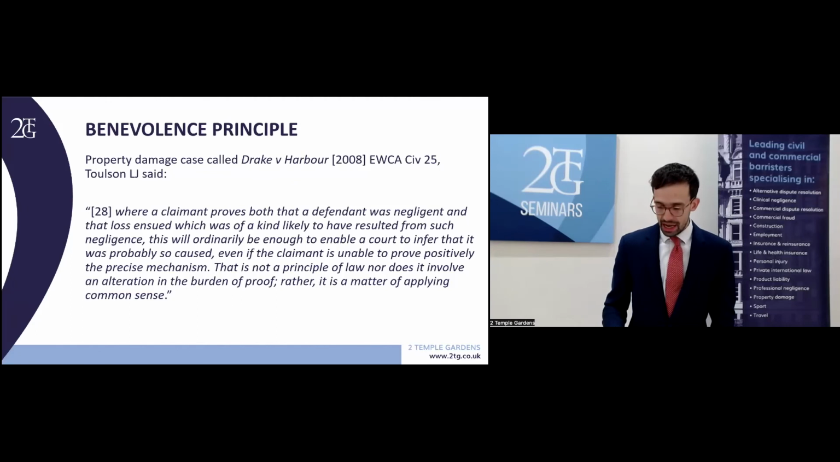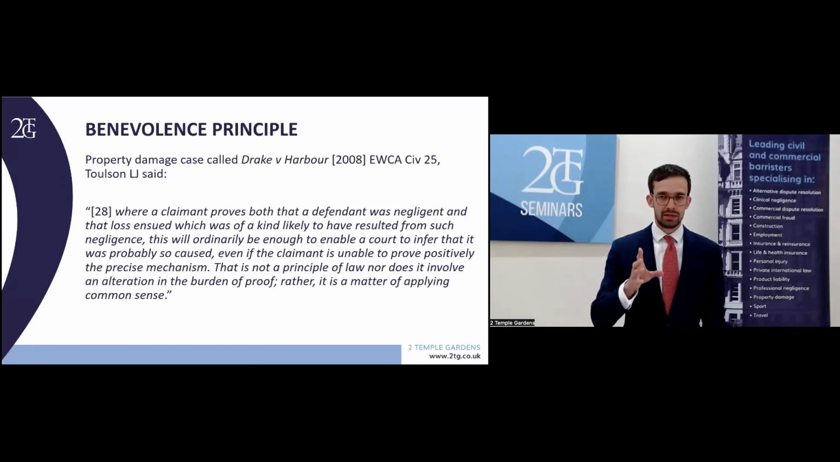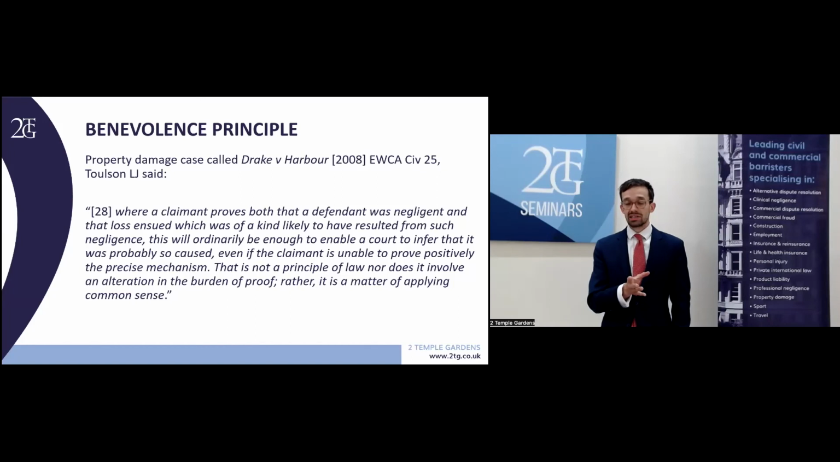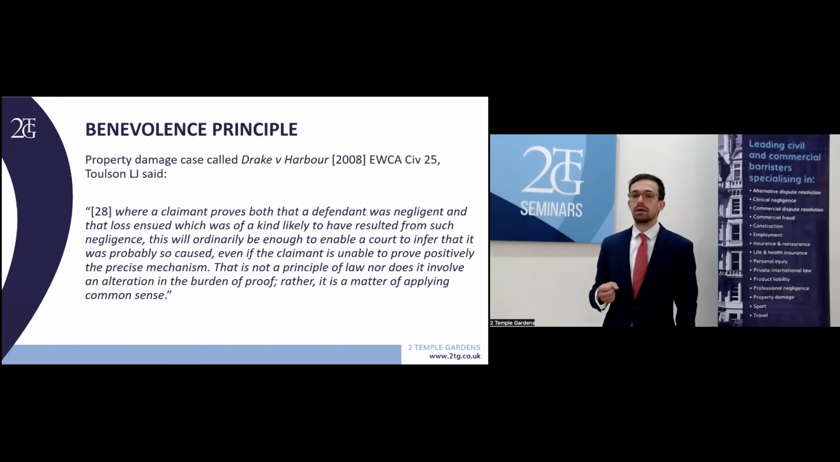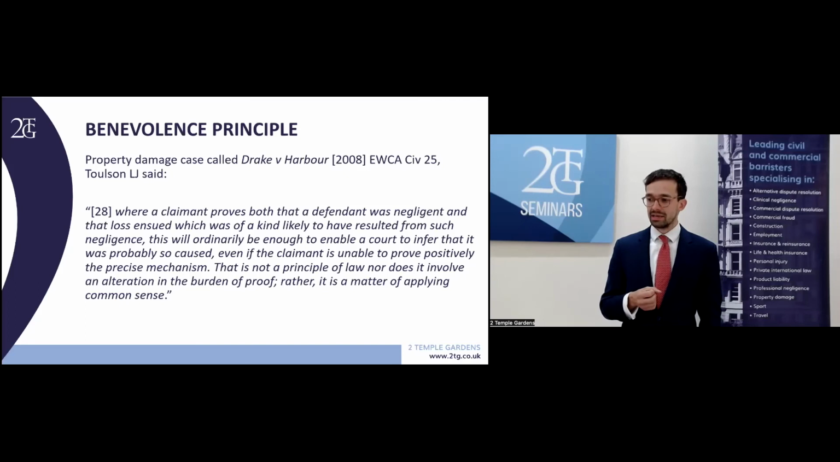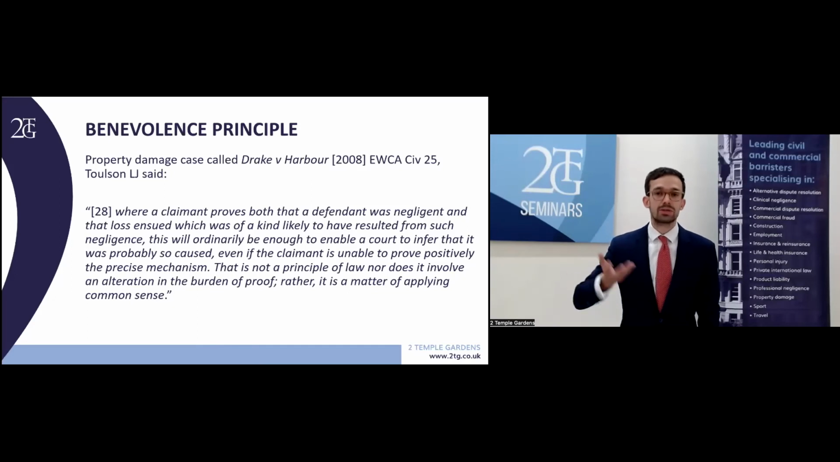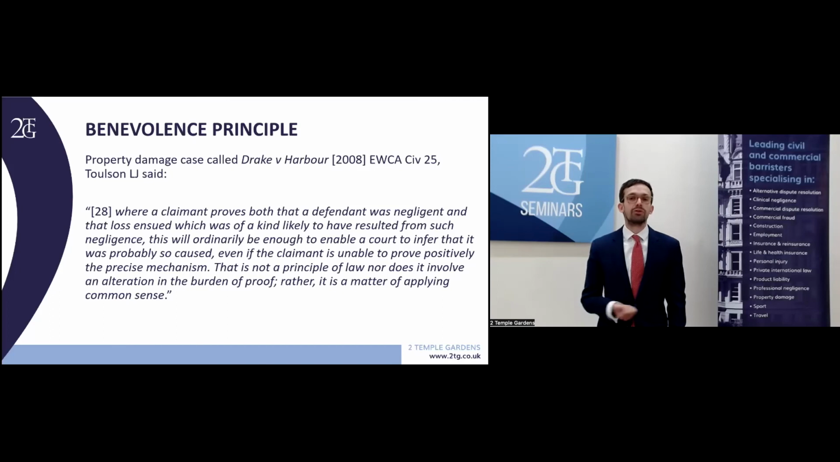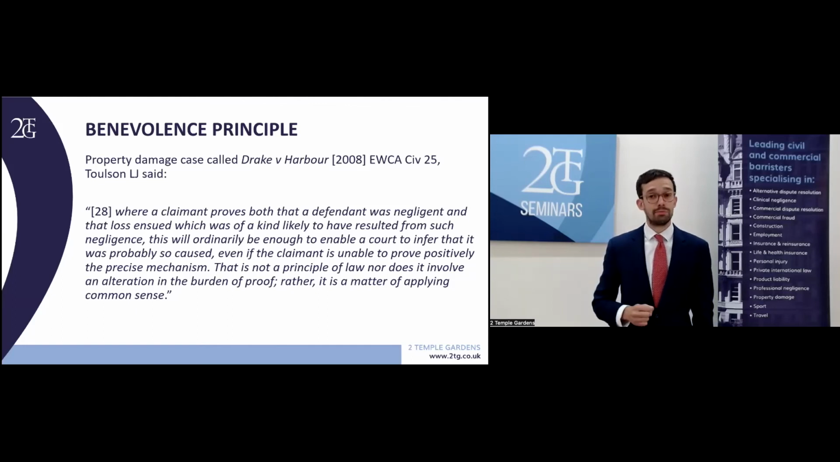There is another principle which is often invoked in claims, which I think needs to be borne in mind by all parties dealing with causal uncertainty. Where there is causal uncertainty, a claimant may say, as I touched upon earlier, that the court should take a sensible and pragmatic view of causation, not get bogged down in the detail, and find for a claimant. That line of thinking, I think, goes back to a property damage case called Drake and Harbour, where Lord Toulson said that basically, where a claimant has proven that a defendant has been negligent and the harm which has resulted is the type of thing that you would expect to result from the negligence, then the court ought to make an inference in those circumstances, even where there's uncertainty over how precisely the harm came to be, that liability should be established.